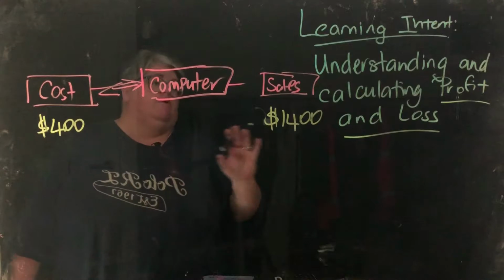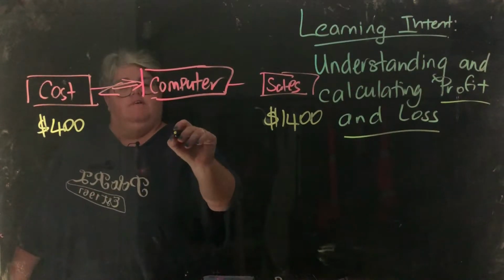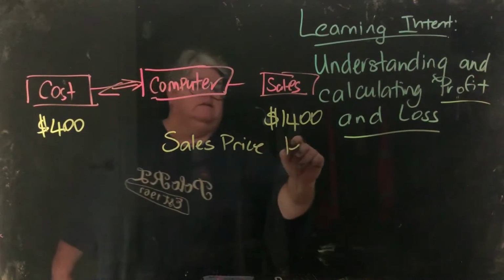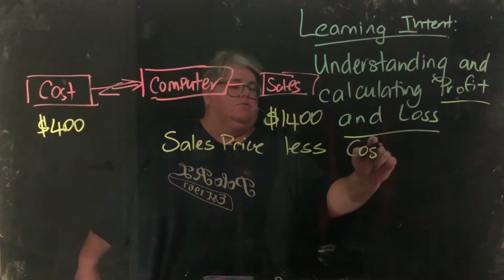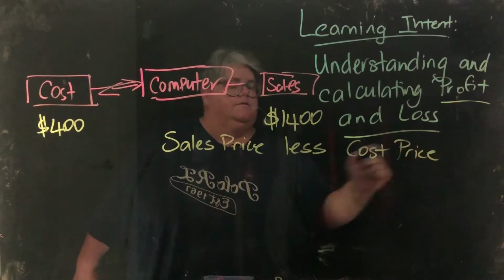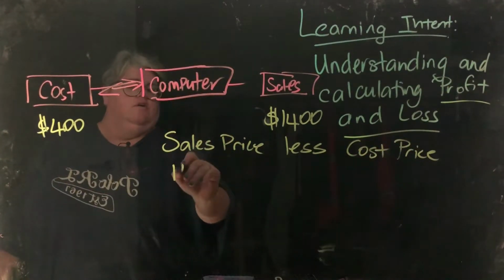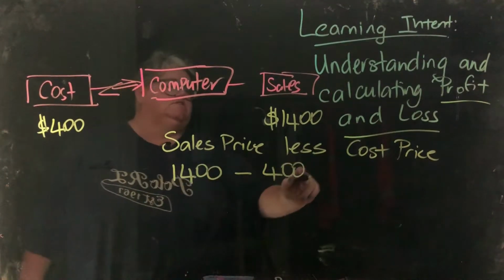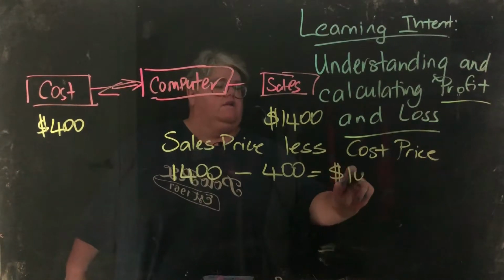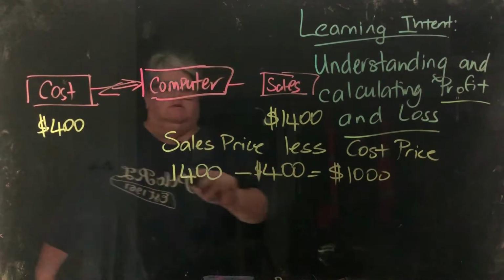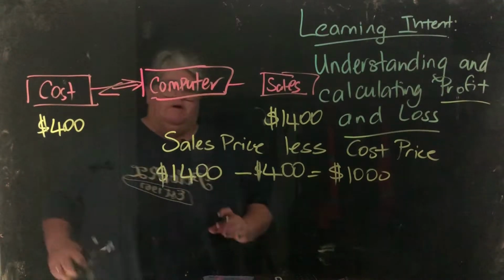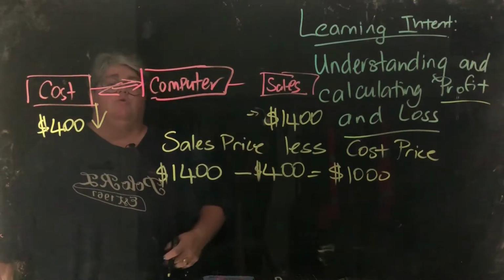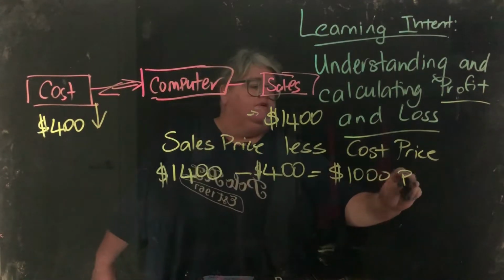So how we work out whether we're making a profit or loss is that we have our sales price, less our cost price. In this case, it would be 1,400 take 400. So our net effect here is $1,000. Because our cost price is less than our 1,400 here, we've actually made a profit. So we can call this profit.